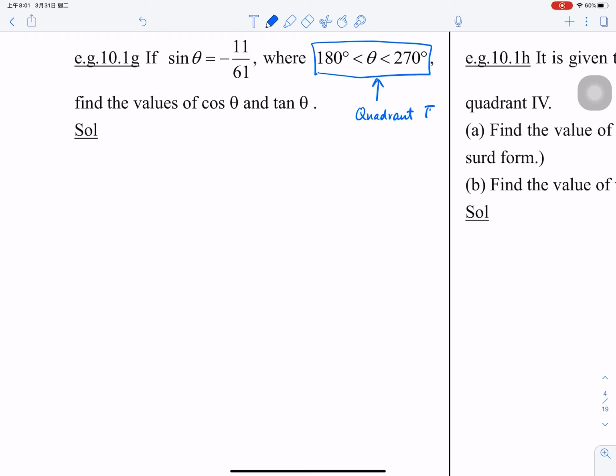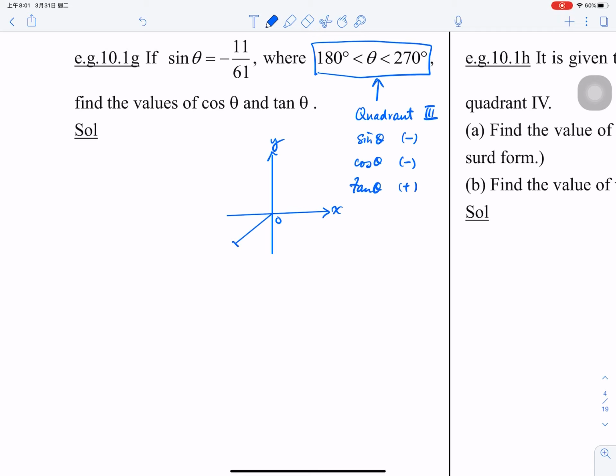3. Okay, in quadrant 3, remember sine theta, cosine theta, and tangent theta. What are the signs of these three functions? Yeah, you remember this one is negative, this one is negative, and this one is positive, right? So let's see. Now as usual, we can draft a graph here, in quadrant 3, so maybe here.